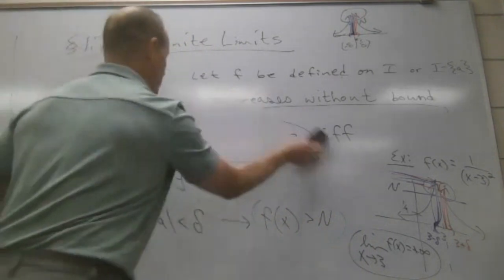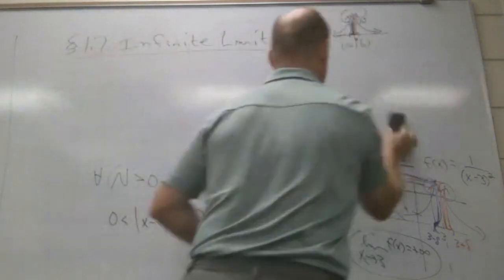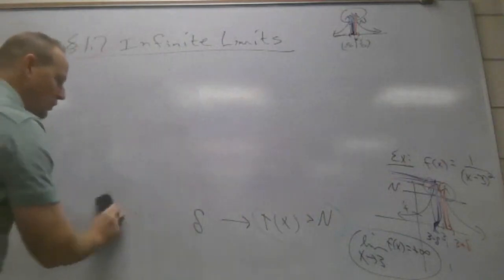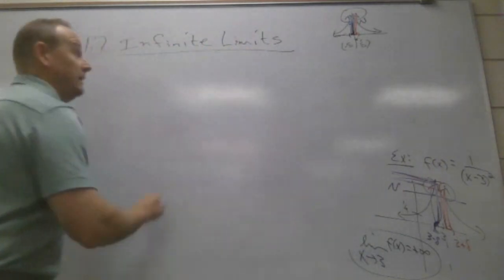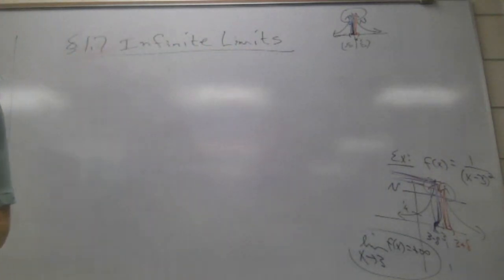So let me just try and do one with the formal definition. Let's prove that for 1 over x squared we have an infinite limit.